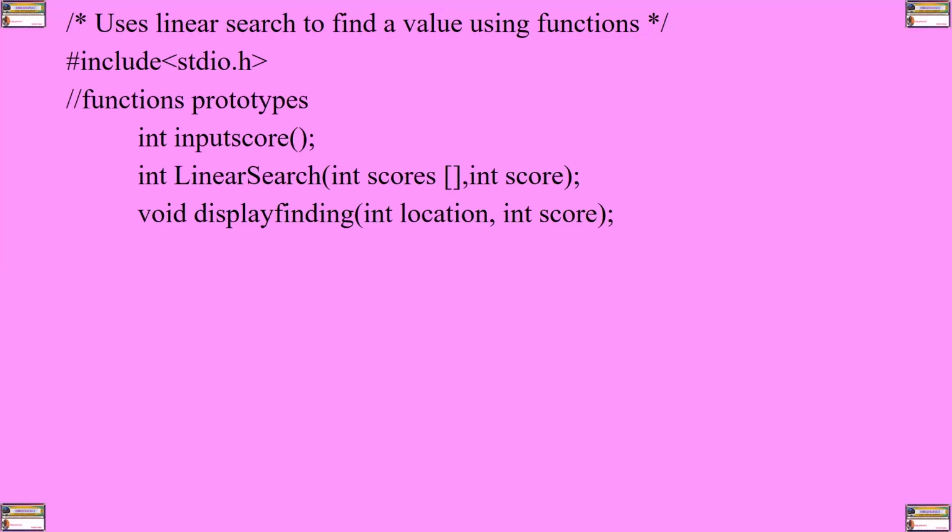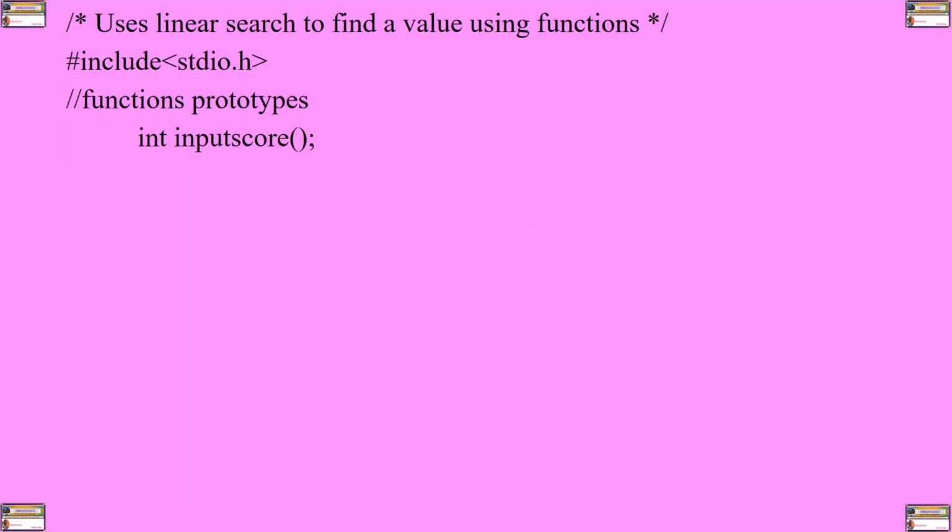Our prototypes, or what we call the function declarations, include inputScore, which is not expected to receive any parameter, but is supposed to return a value to the main function. The second one is the function prototype named linearSearch. This function is expected to receive an array together with the array size, or the number of elements that the array will contain.